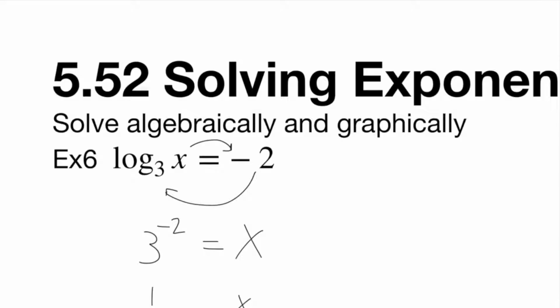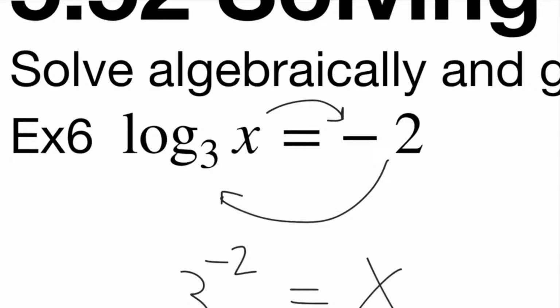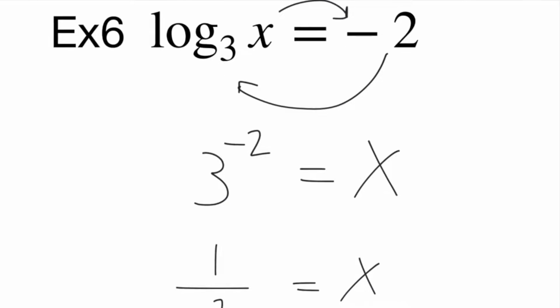Yesterday we did a whole lot of exponential equations, so today it's going to be the logs. Check this out. We've got log base 3 of x equals negative 2. So if you wanted to solve this, maybe the easiest thing to do would be to rewrite in exponential notation, and that's kind of the first strategy.